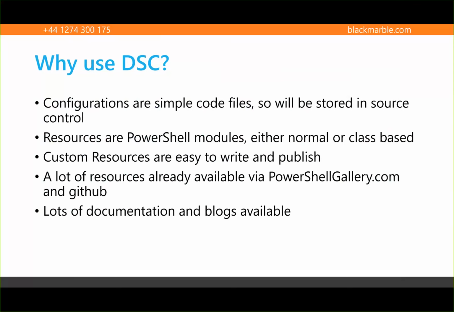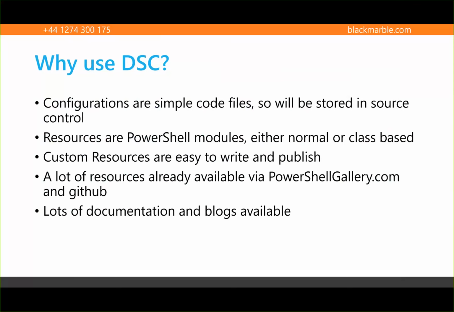Resources are PowerShell modules, normal ones, class-based ones, either works. In the future, you'll also be able to write Python and, I believe, C resources, so that they'll be cross-platform compatible. Custom resources are very easy to write, as long as you can write a get method to figure out what sort of state the thing's in at the moment, a test method to figure out if it's actually in that state and compare it to what you want it to be, and then a set method, which is generally the easiest one, then you can write a DSC config.